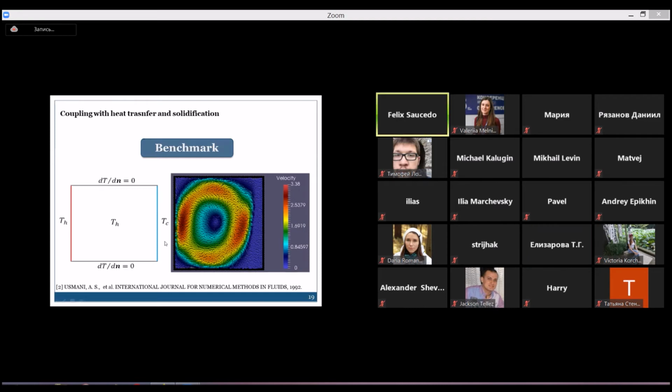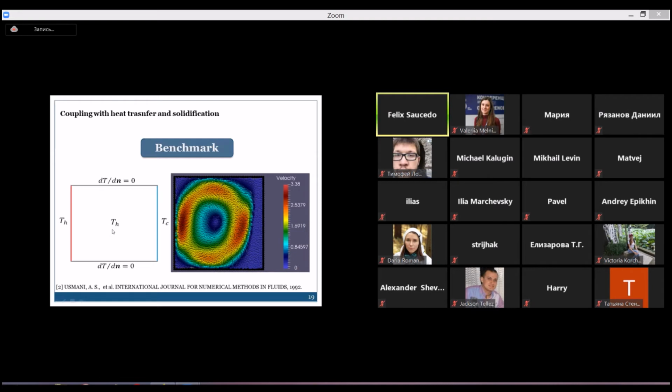Yes, I think I caught your idea. Yes, here in this example, the difference between these two temperatures, as I remember, was 2 degrees, and the melting temperature was in the middle of this interval. So yes, the difference here is small.